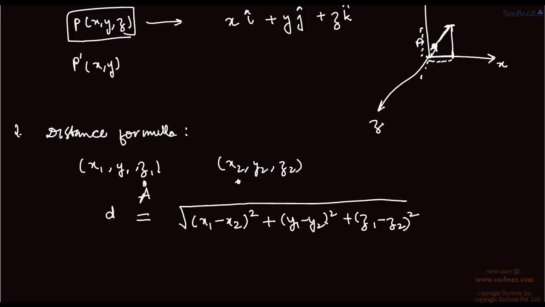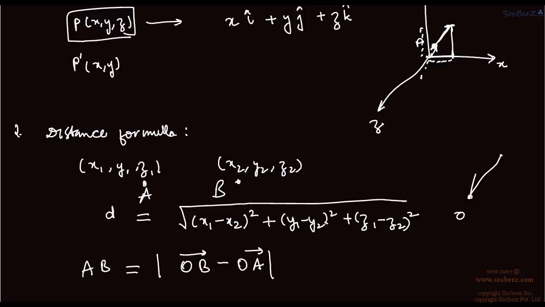Or you can say if this point is A, and this point is B, then AB vector will be OB vector minus OA vector. Now how is that? It's just like if you have this as origin, this as A and this as B. So OB vector minus OA vector will be AB vector, just like the sum of 3 vectors. Okay, so this is the distance formula.